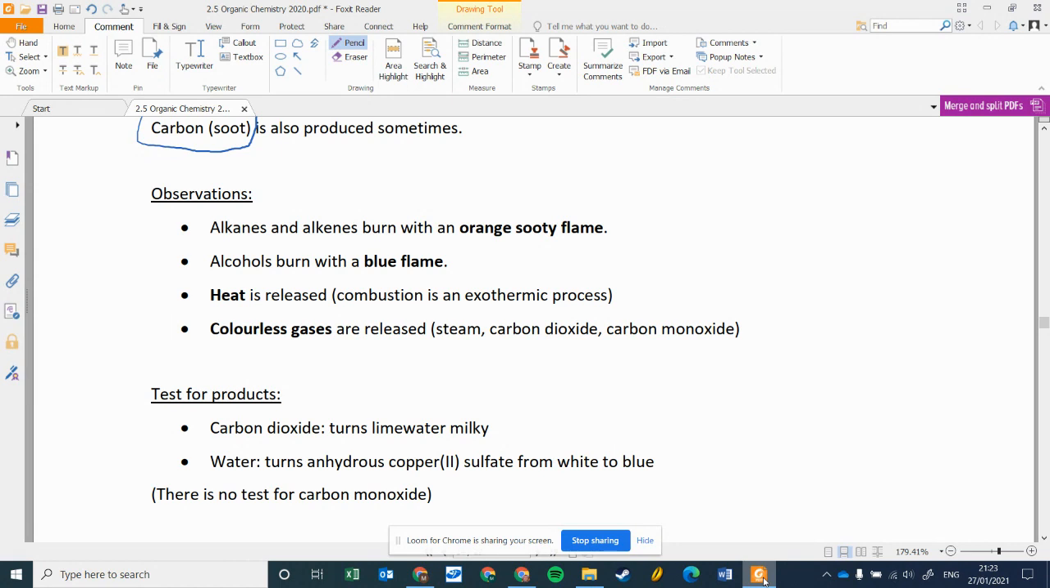Okay, we're going to move on to something easier but learny. How can you tell, if you're burning, right, the combustion of a particular organic compound, that you've got an alkane, an alkene, or an alcohol? The truth is, you can't tell very easily, but there are some features that are a bit of a giveaway. The alkanes and alkenes burn with an orange sooty flame, and alcohols burn with a blue flame. So I'm just going to show you this.